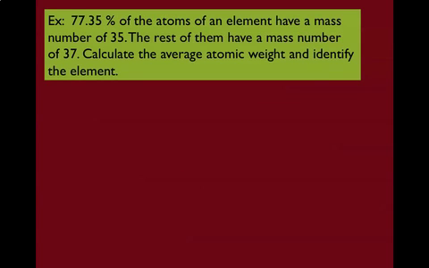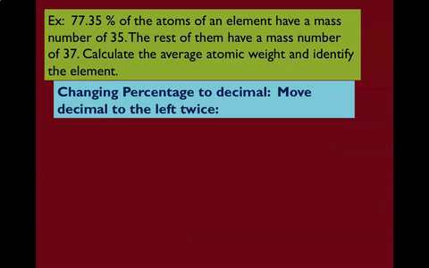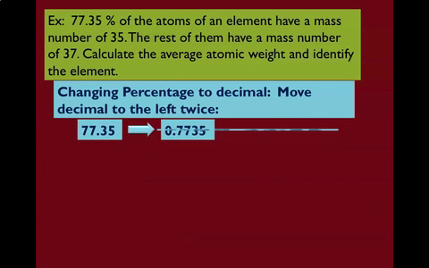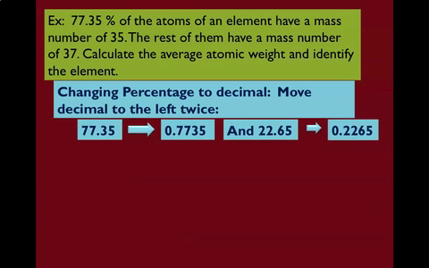77.35% of the atoms of an element have a mass number of 35. The rest of them have a mass number of 37. Calculate the average atomic weight and identify the element. Okay, so remember again, changing the percentage to a decimal, you move the decimal to the left twice. So if I have 77.35, it's going to become 0.7735. It says the rest of them, so I have 100% total, so I'm just going to subtract, and I get 22.65, which will become 0.2265.